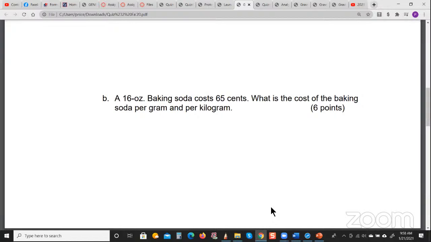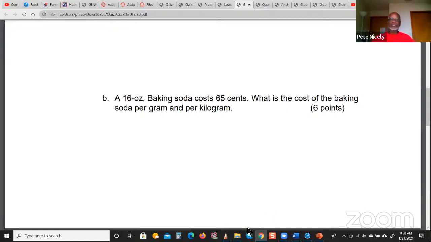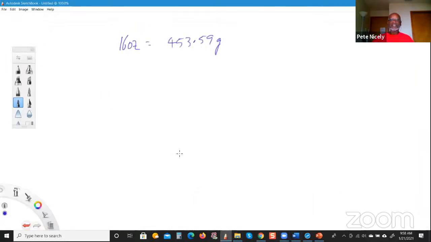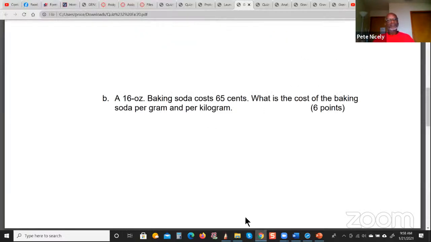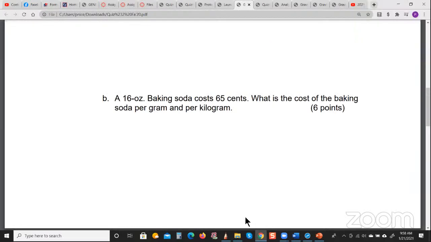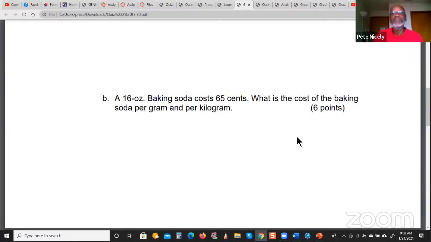You have to convert grams to kilograms. Okay, so the relationship between the gram unit and the kilogram unit is, write it down here, 1 kilogram is equal to 1,000 grams. All right? Okay, next step. Divide 453.59 by 1,000.